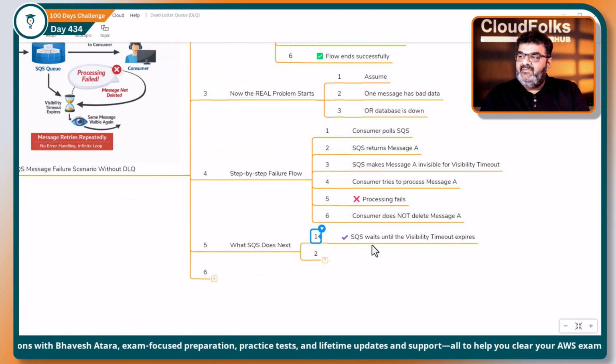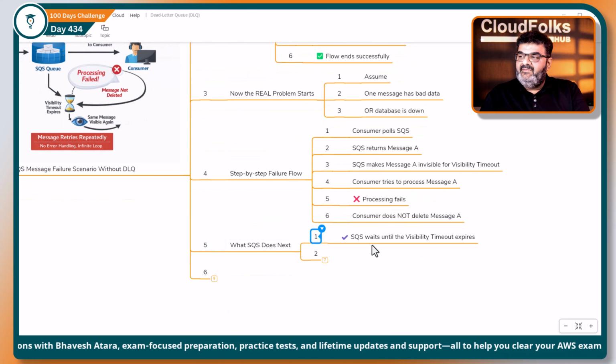Meanwhile, what does SQS do next? SQS waits until the visibility timeout expires. So, SQS will wait for 1 minute, but the consumer is not coming to delete this message. So after 1 minute, this message will be visible again in SQS. After the visibility timeout expires, the same message becomes visible again in the queue. The consumer again polls SQS. SQS may return the same message again. So after some time, in the next polling, the consumer is getting the same message. Now, again, the consumer is not able to process this message.